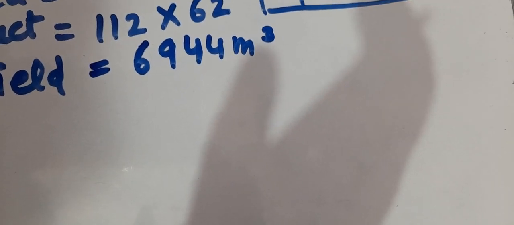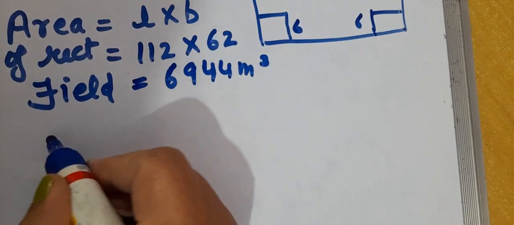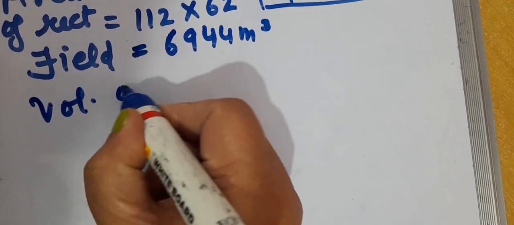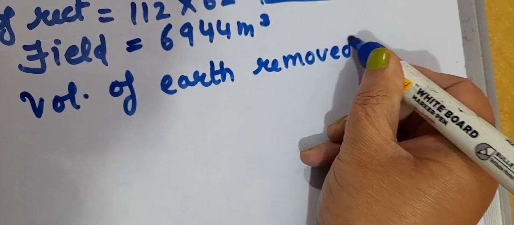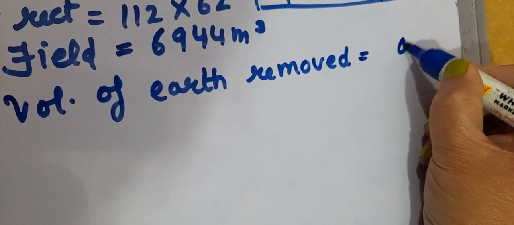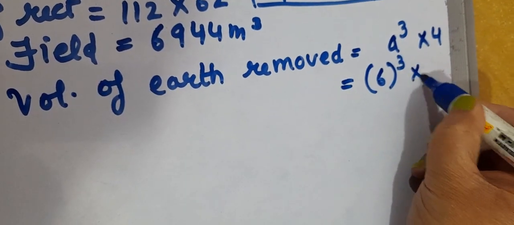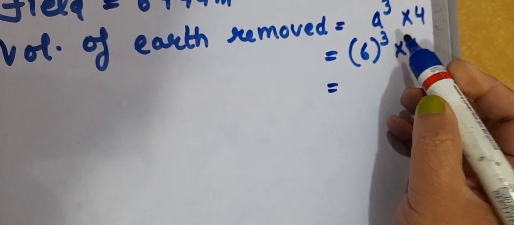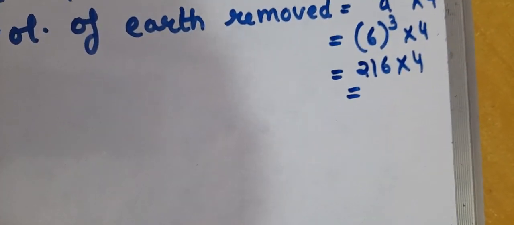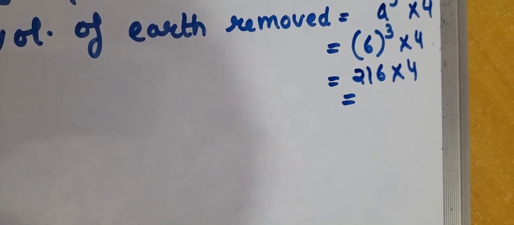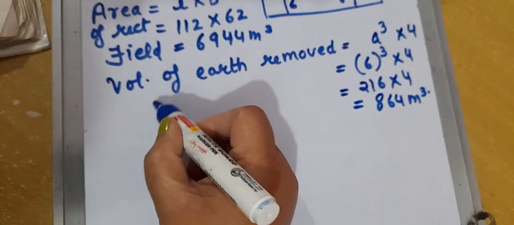Now you have to dig 4 pits and earth has to be removed from these 4 areas. So find the volume of earth removed. It will be A cube, and 4 pits are dug, so into 4. So 6 cube into 4. It will be 6 6s are 36, 6 36s are 216 into 4. So calculate this, 216 into 4. It is 864 meter cube. So this is the volume of earth removed from 4 pits.